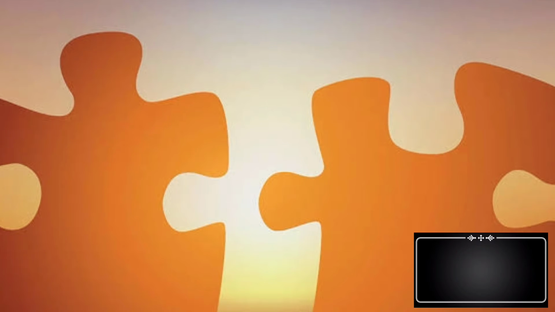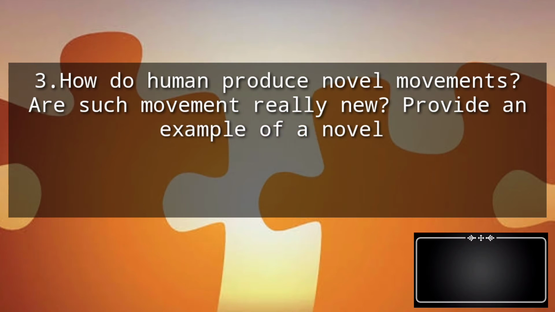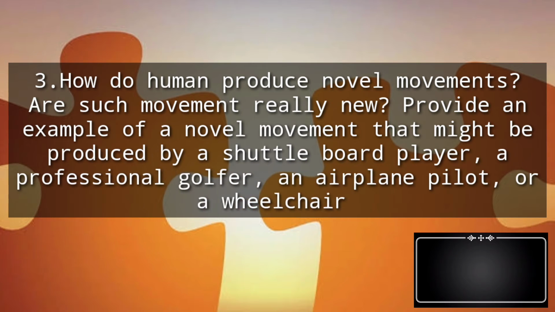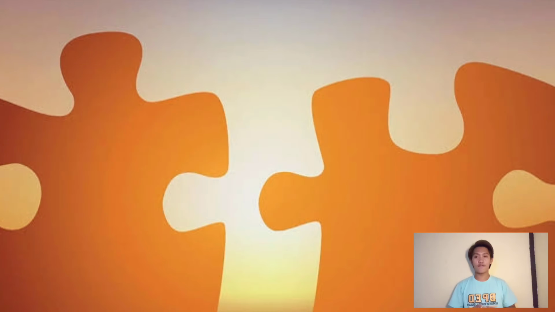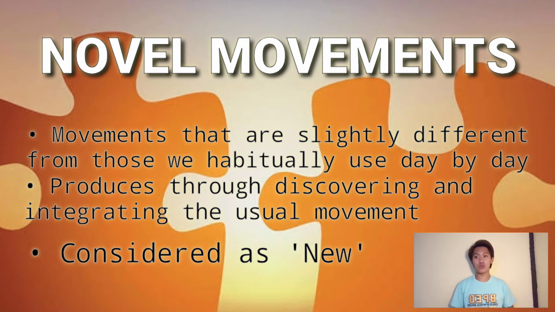For question number 3, how do humans produce novel movements? Are such movements really new? Provide an example of a novel movement that might be produced by a shuffleboard player, a professional golfer, an airplane pilot, or a wheelchair basketball player. First, when we say novel movements, these are the movements that are slightly different from those we habitually use or usually do day by day, wherein humans produce novel movement through discovering and integrating the usual movement.